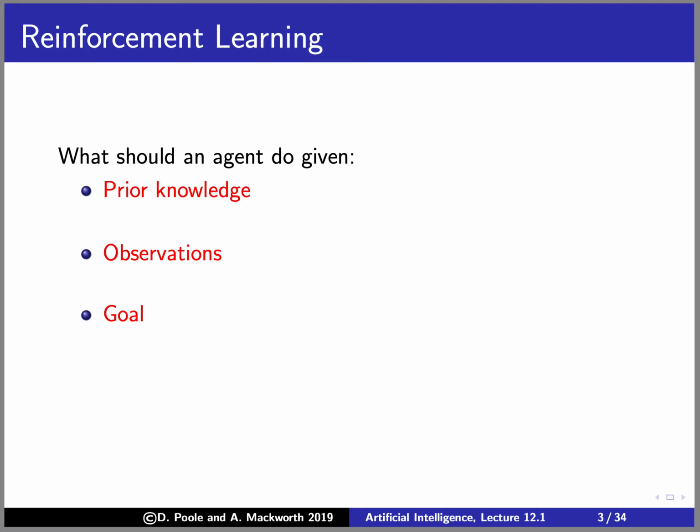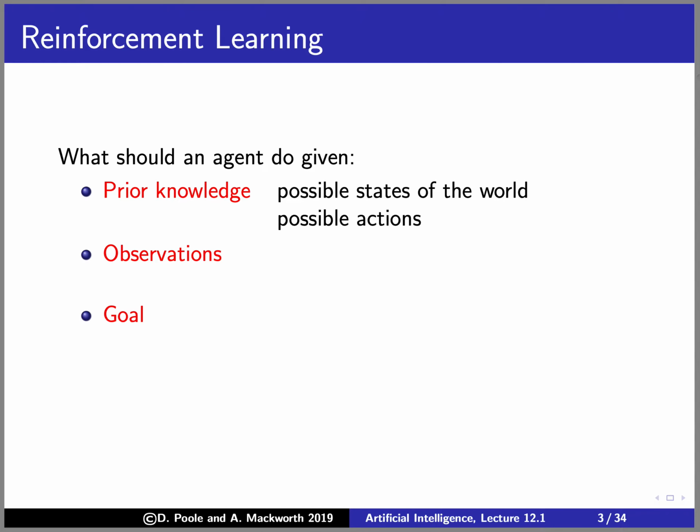Today we're going to talk about reinforcement learning. The idea of reinforcement learning is we're looking at what an agent should do. Now, to define an agent, we have to define the prior knowledge, the observations, and the goal. So in reinforcement learning, the prior knowledge is the possible states of the world and the possible actions. So that's all we know of at the start, but we have to provide these. We have to say what are the states of the world and what actions are available.